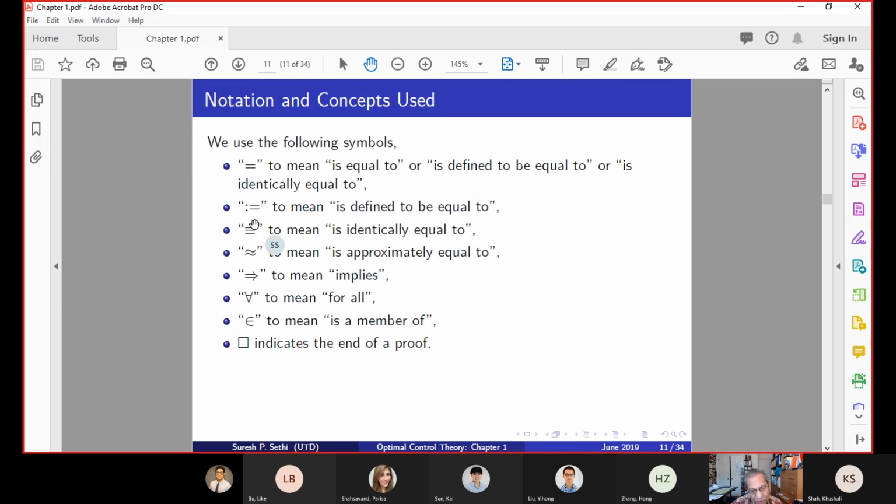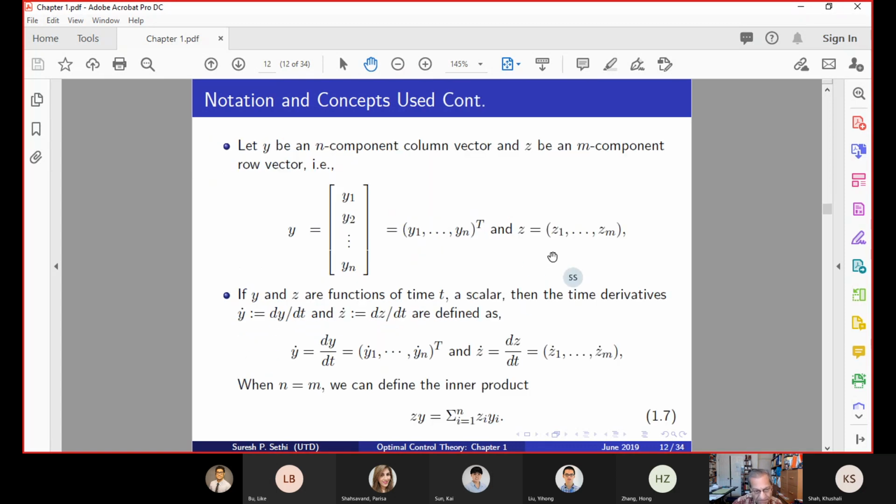Some people don't always use this. They can use this for the same reason. So that is a more general symbol that we use. These could be used if you are very particular about using them. This is approximately equal to, this means implies, this means for all, this means member of, and this is the end of the proof. If I have a theorem, there's the end of the proof, so I do that.